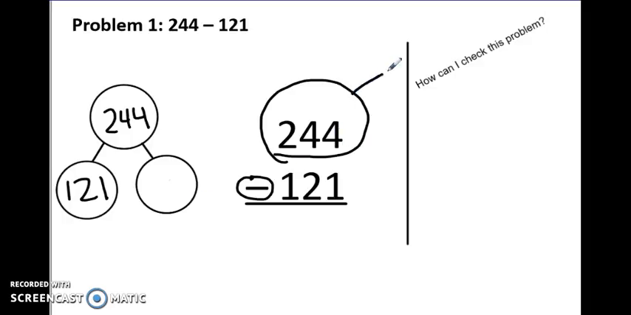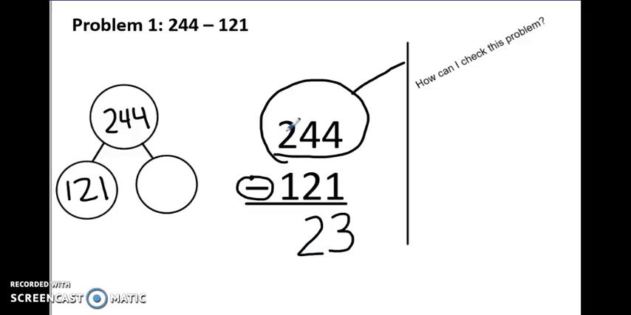We begin by drawing a magnifying glass around our top number. We always start by subtracting in the ones. Here I have a 4 minus 1. 4 is bigger than 1, so I can subtract. 4 minus 1 would give me 3. Next, I move to my tens. I have 4 minus 2. Again, 4 is bigger than 2, so I can just subtract. 4 minus 2 is 2.